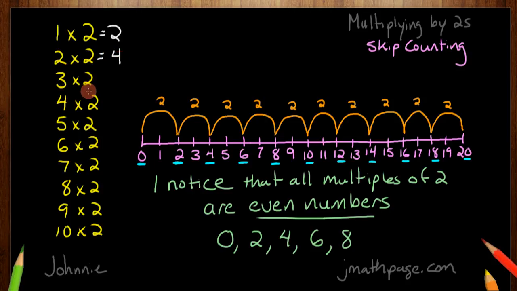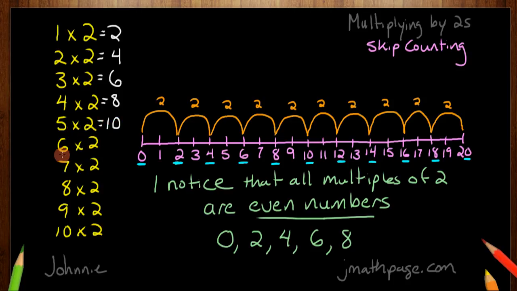Look at the next one. 3 times 2. Skip counting by 2, 3 times. 1, 2, 3, and I find myself at 6. So 3 times 2 equals 6. Next one, skip counting by 2, 4 times. 1, 2, 3, 4, and I find myself at 8. 5 times 2, skip counting 2, 5 times. 1, 2, 3, 4, 5, and I find myself at 10. So 5 times 2 equals 10.